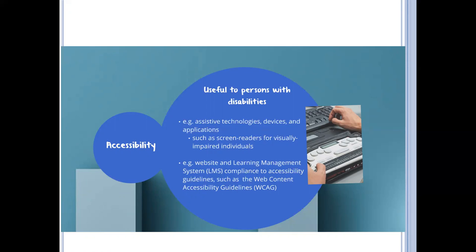Examples are assistive technologies, devices and applications, such as screen readers for visually impaired individuals, and also website and learning management system compliance to accessibility guidelines, such as the web content accessibility guidelines. Are any of our LMSs actually compatible with these guidelines? I think many learning management systems are not compatible with these guidelines, and many websites are also not compatible with these guidelines. So we need to familiarize ourselves with these guidelines before we switch to e-learning, or try and integrate these changes while we're moving towards e-learning.